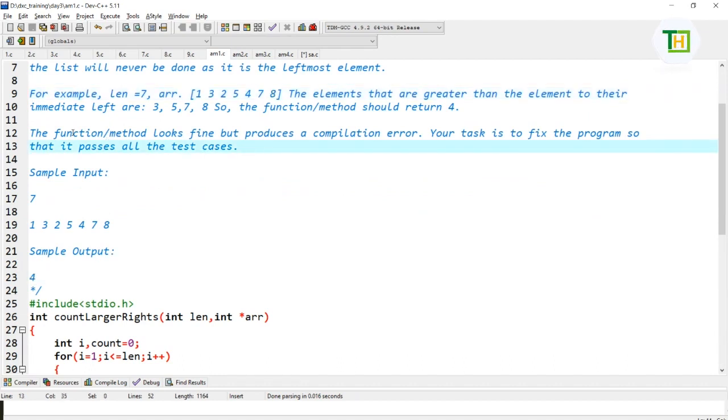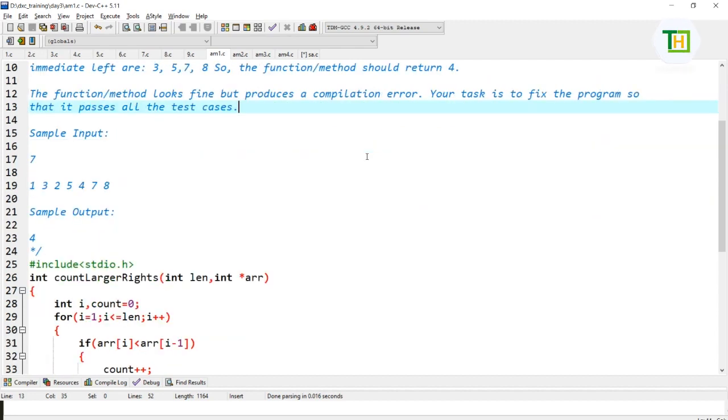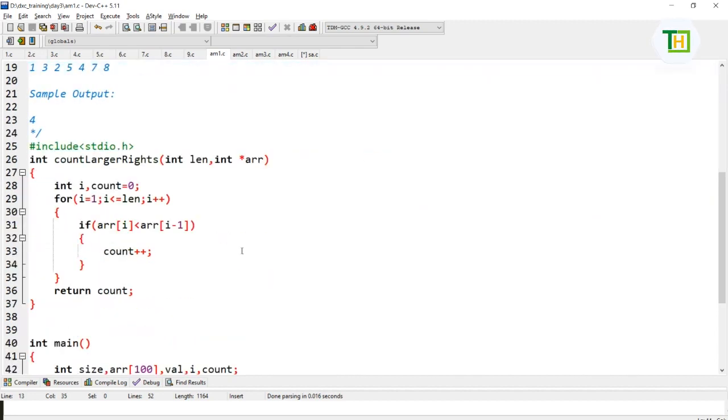Okay. Now the function or method looks fine, but it produces a compilation error. Your task is to fix the program so that it passes all the test cases. It is not a logical error. It is a compile error here, and we have to fix that compile error and make it work.